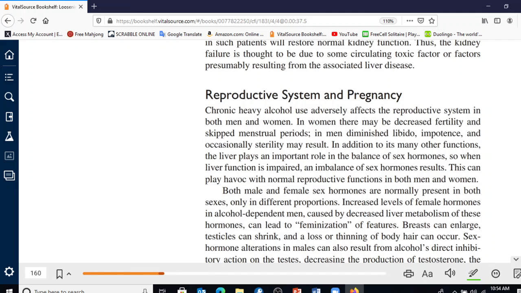Reproductive system and pregnancy. Well, alcohol affects the reproductive system. It affects the reproductive system in men. It affects the reproductive system in women. We don't know how clearly that works for women. Frankly, women have not been studied to the extent that men have been studied, particularly in the area of alcohol's reproductive effects.